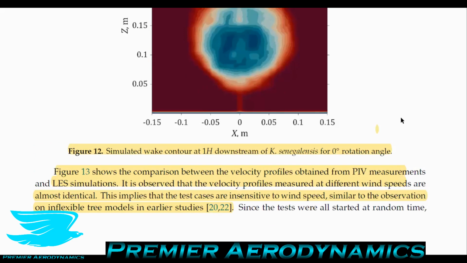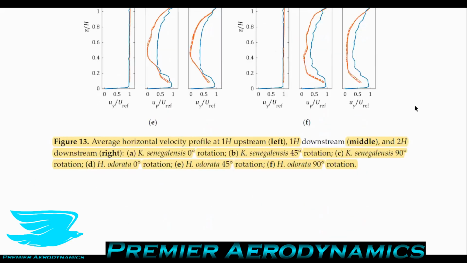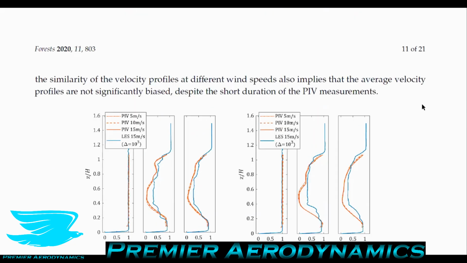They go on and say Figure 13 shows a comparison between the velocity profiles obtained from PIV and LES simulations. It is observed that the velocity profiles measured at different wind speeds are almost identical. This implies that the test case is insensitive to the wind speeds, similar to the observations on inflexible trees in earlier studies. So in other words, the velocity deficits as you change the wind speeds for different trees and at different rotations are not really affected. They all seem to be fairly similar. So that's interesting to note.